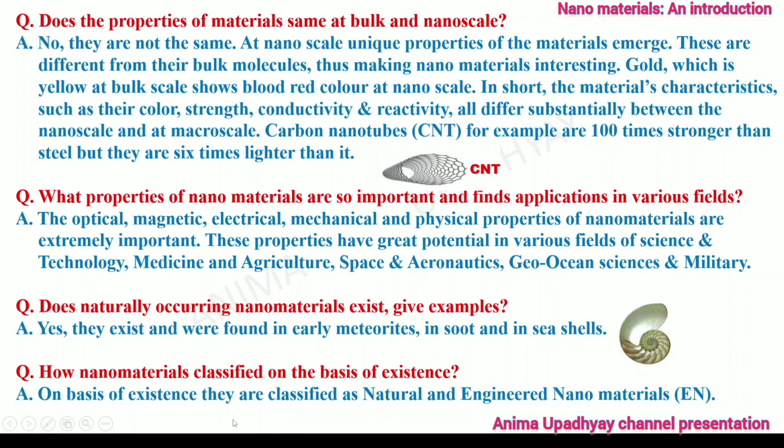How are nanomaterials classified on the basis of existence? On the basis of existence, nanomaterials are classified into two types: natural and engineered nanomaterials. Engineered nanomaterials means man-made, and they are abbreviated as EN.